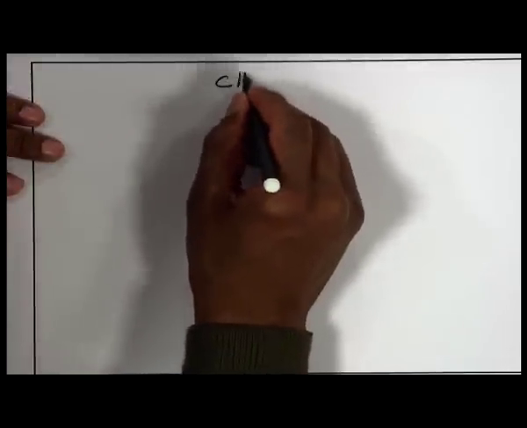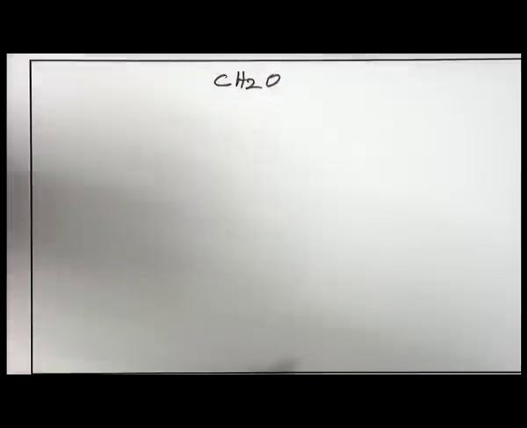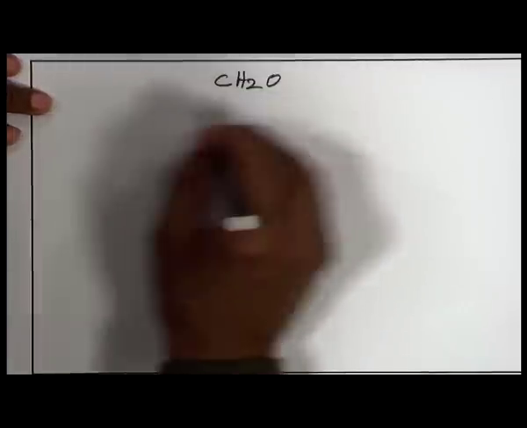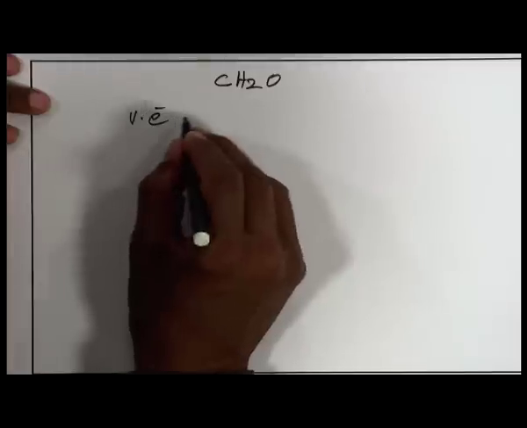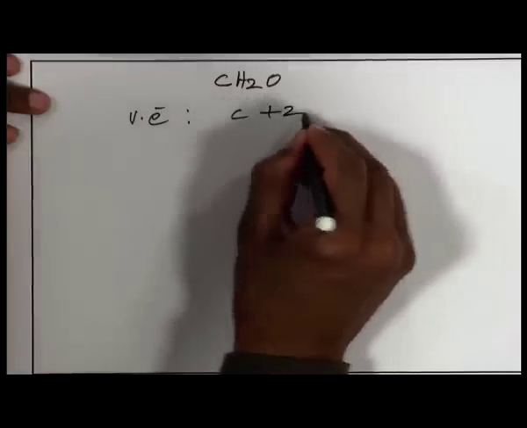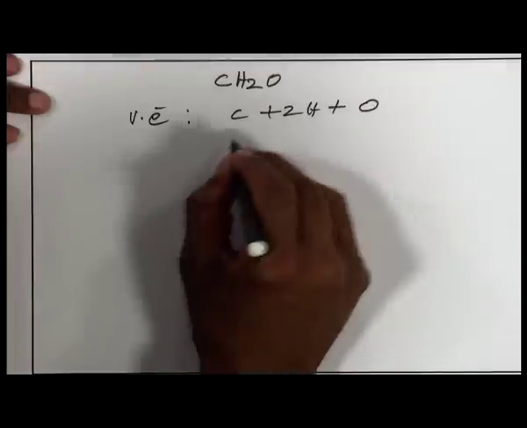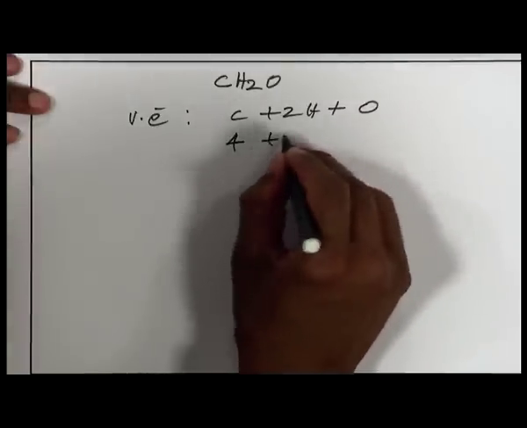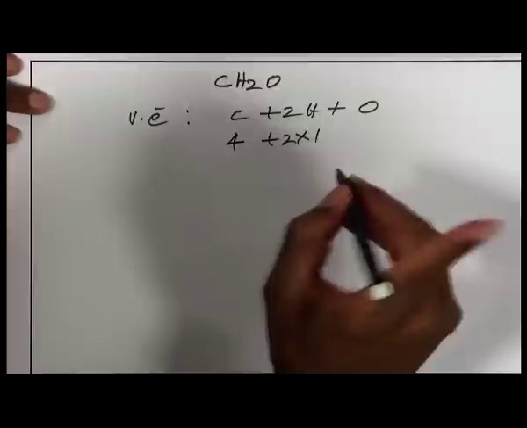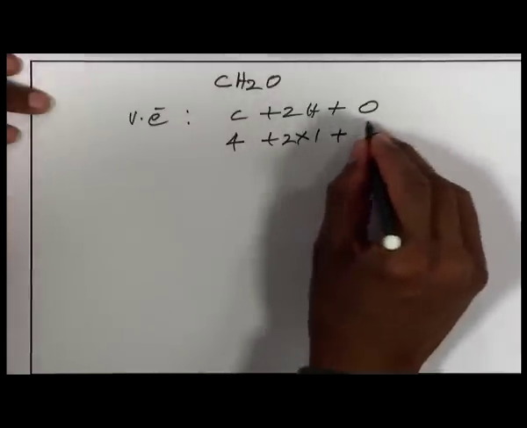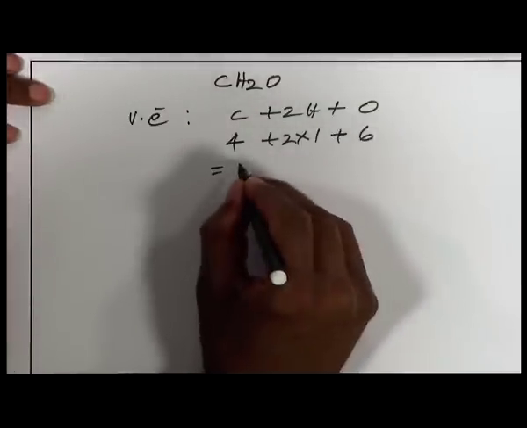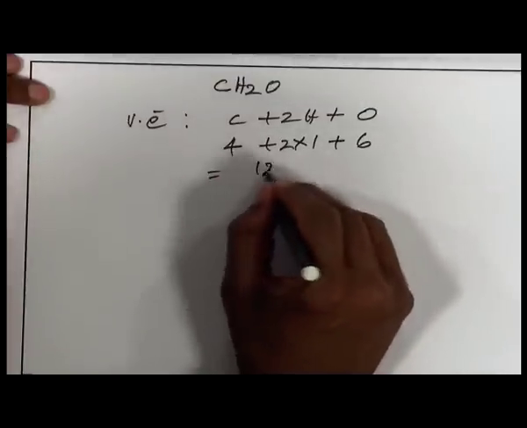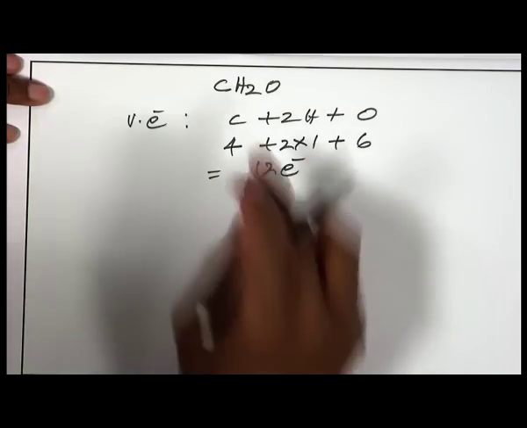Let us see another example, CH2O. Now determining the number of valence electrons is the first step. So carbon plus 2 hydrogen atoms plus O. Carbon has 4 valence electrons, plus 2 into 1 for hydrogen, plus oxygen has 6 valence electrons. So that is 4 plus 2 plus 6, equal to 12. There are 12 valence electrons available for CH2O.